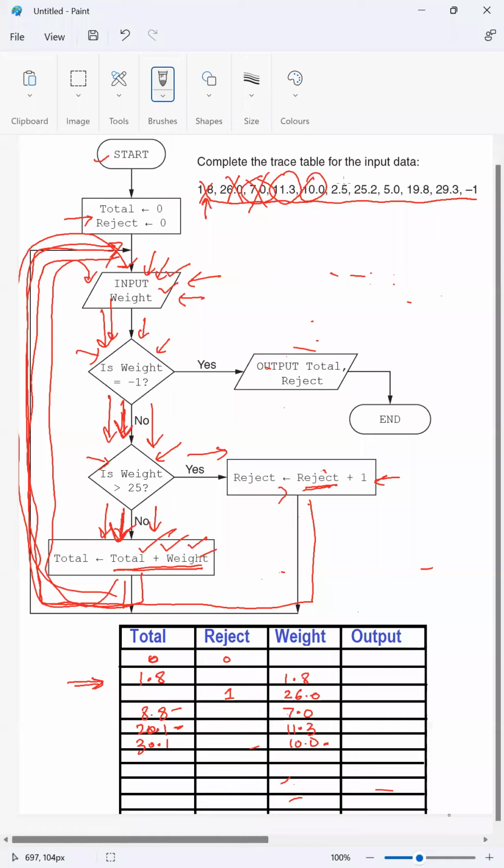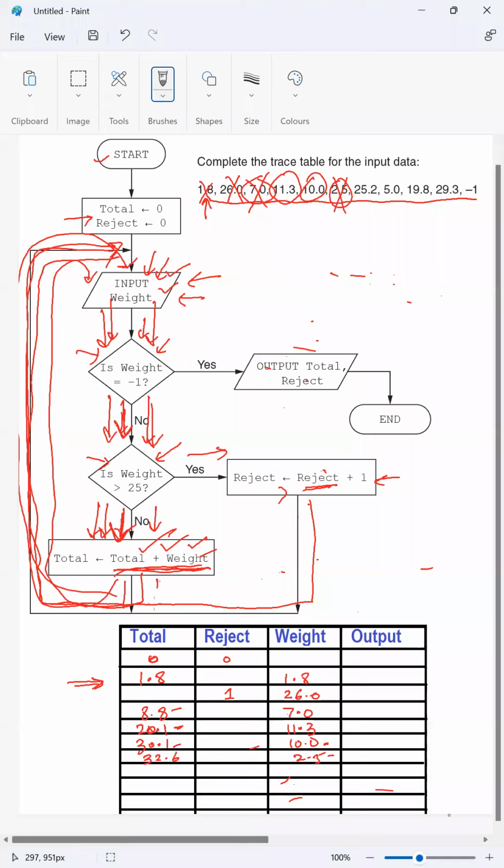What is the next value? It's 2.5. So we're going to input 2.5 here. And from this box, we go here. Is weight equals to -1? The answer is no. So we come down. Is weight greater than 25? The answer is no. So we come down. Total is equal to total plus weight. So the most recent values are 30.1 and 2.5. This should give us 32.6.